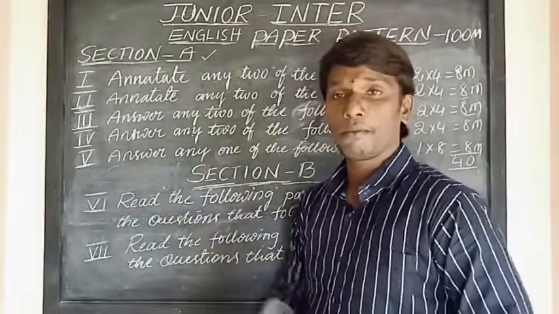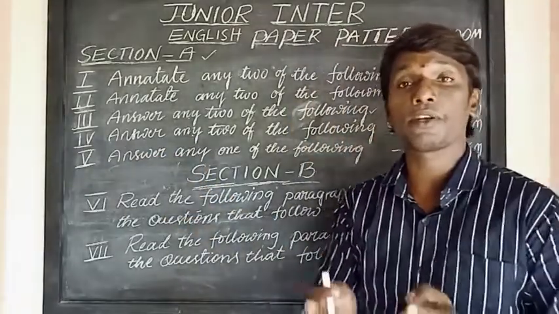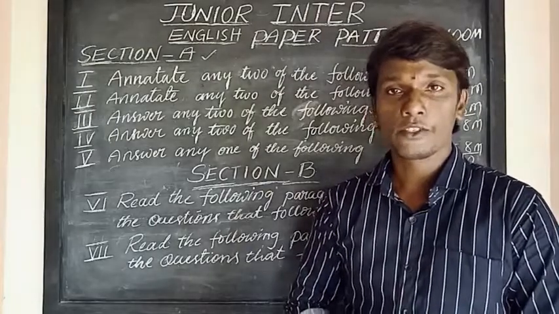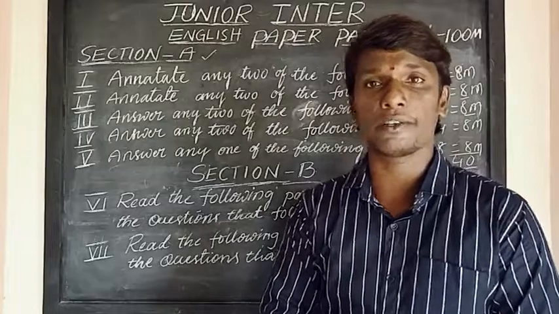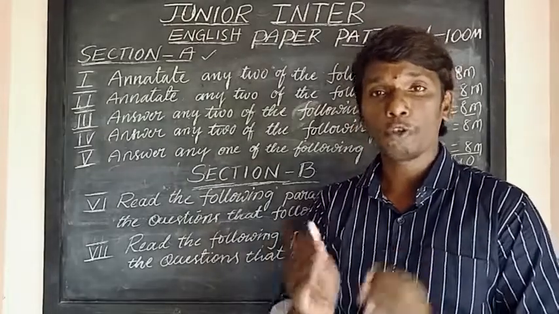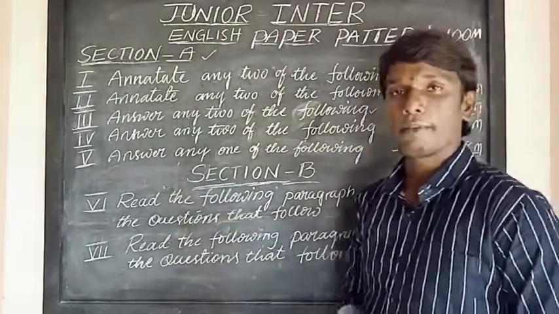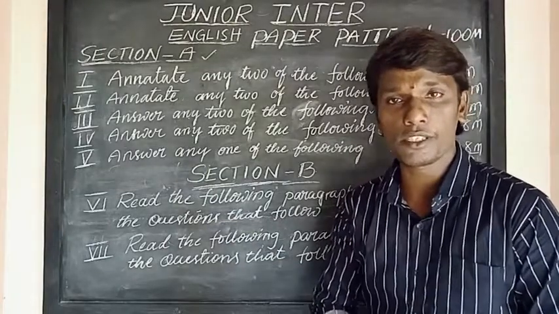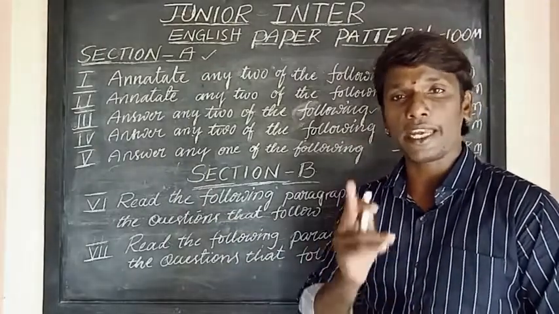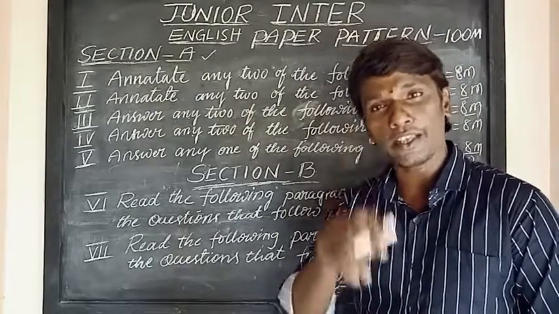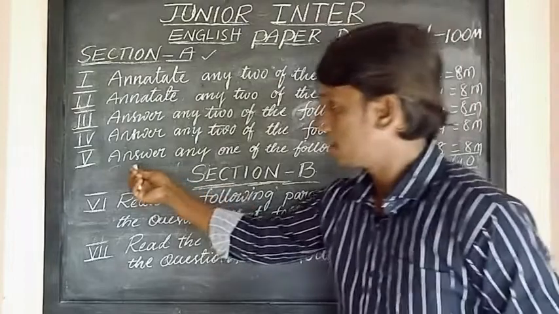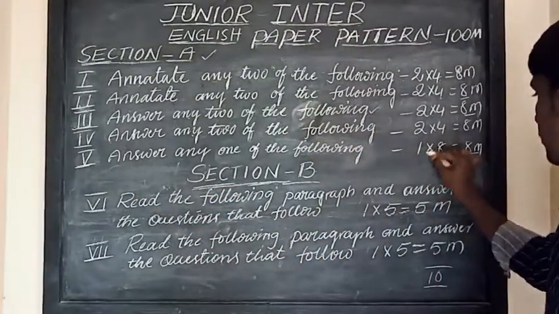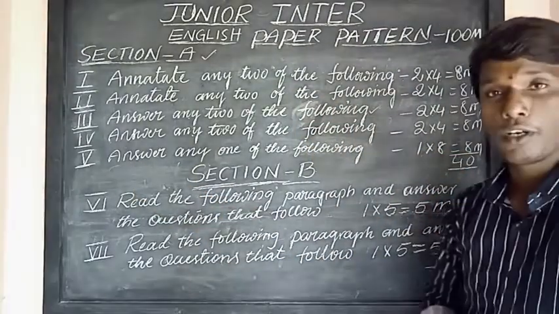So this Roman number 5 is purely for non-detailed lessons. There are about 5 to 6 non-detailed lessons in intermediate first year. Out of those lessons, 3 questions will be tested, and you select any one question which you like most. So 2 questions will be choice. This one question is for 8 marks. So 1 into 8 is equal to 8 marks.